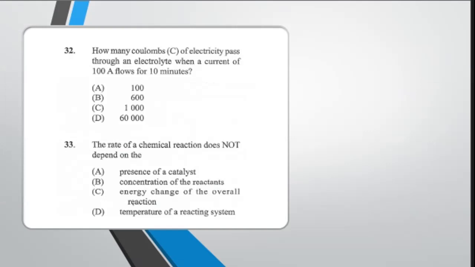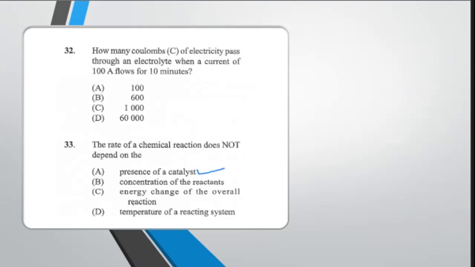Question 33. The rate of a chemical reaction does not depend on... the active word here is not. Does not depend on. Let's start with the first one: the presence of a catalyst. A catalyst does alter the rate of a reaction. So the rate of a reaction depends on a catalyst, yes.